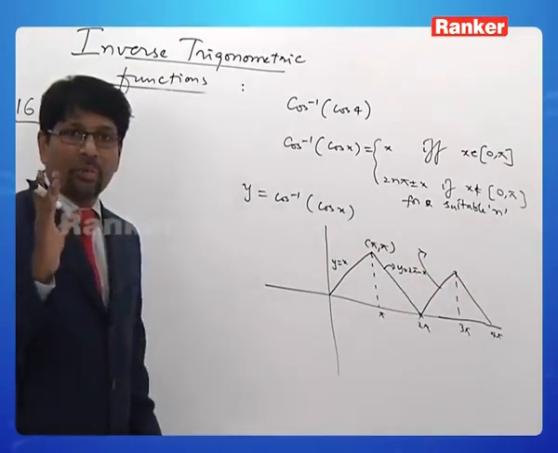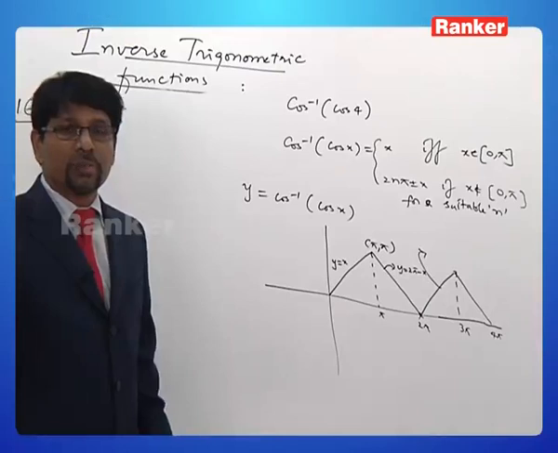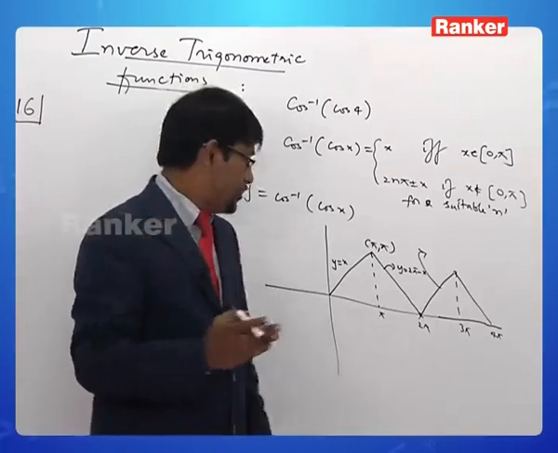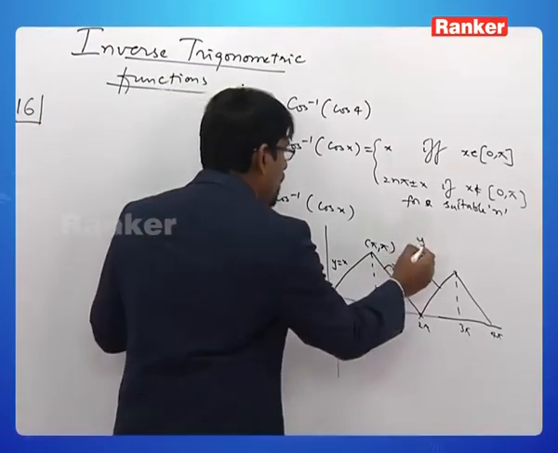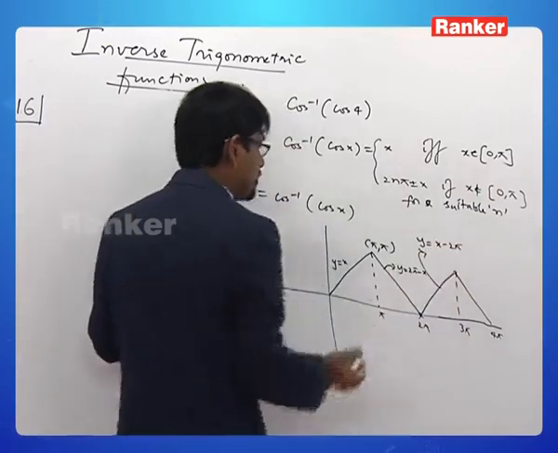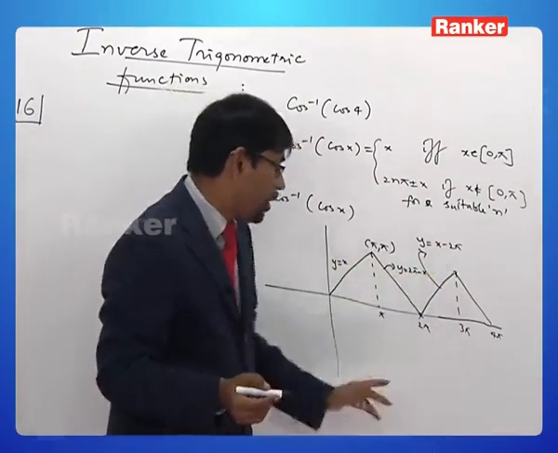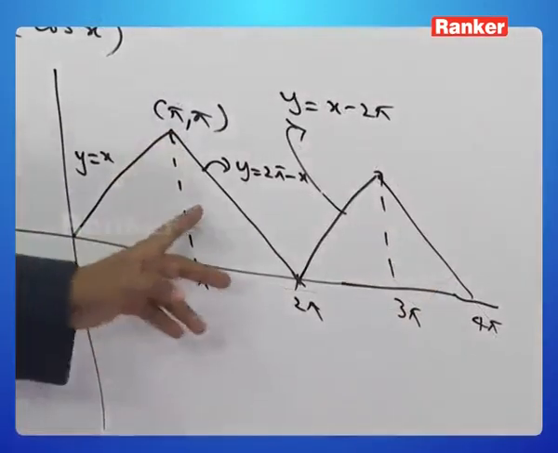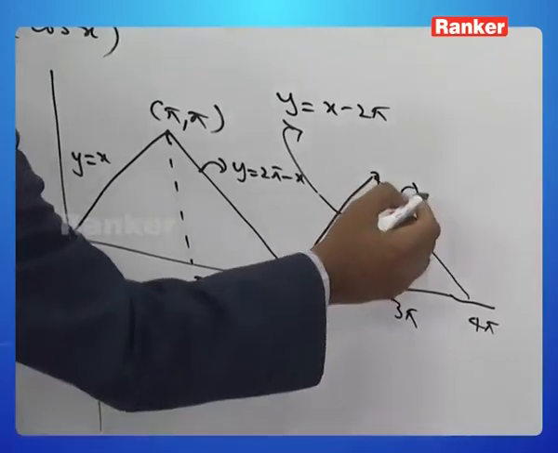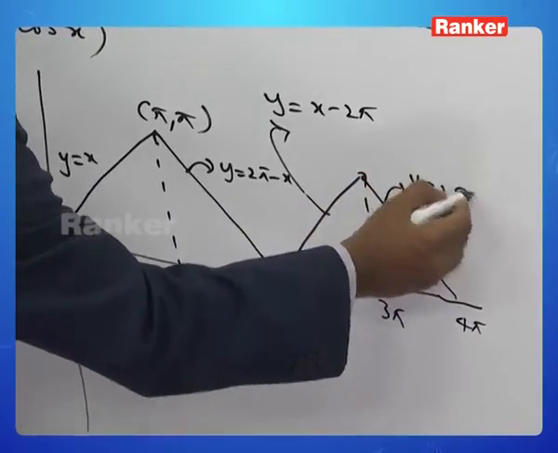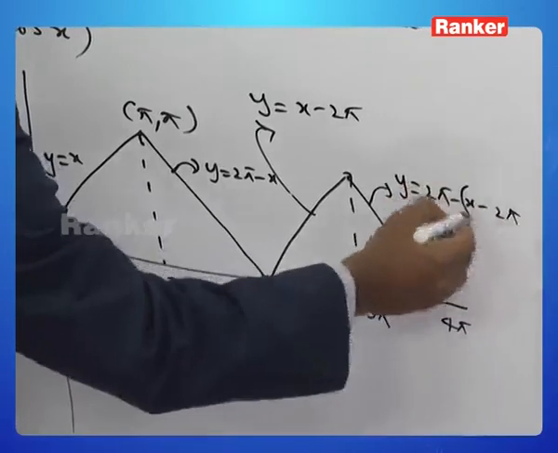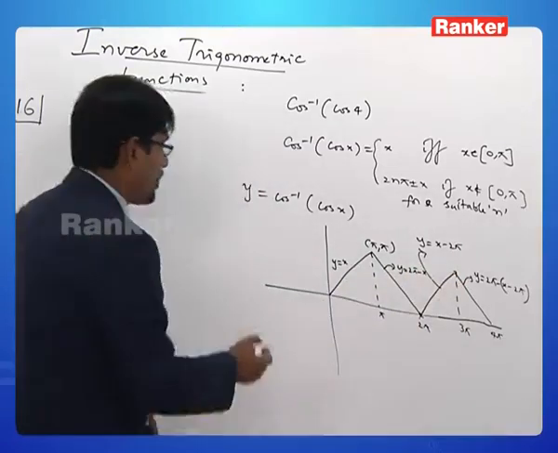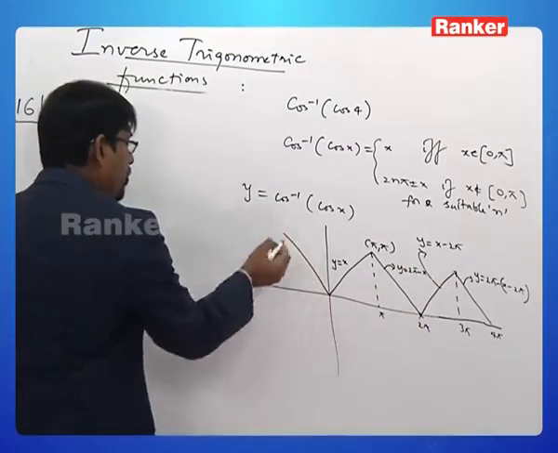If you translate the y equal to f of x graph by k units onto the right side, it would be the y equal to f of x minus k graph. So it would be now y equal to x minus 2 pi. Y equal x has been translated by 2 pi units. You see, this has been moved by 2 pi units parallelly. And this also will have to be replaced: this is y equal to 2 pi minus of x minus 2 pi. So wherever there is x, you replace it by x minus 2 pi when you are translating by 2 pi units.